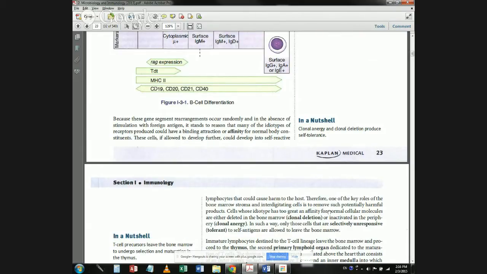If they are eliminated inside the bone marrow, that is called clonal deletion. And if they are destroyed in the periphery, this is called clonal anergy. So in such a way, only those cells that are selectively unresponsive, meaning they're not going to respond to any antigens that will bind to our self-antigens, are the only ones that are allowed to leave the bone marrow.